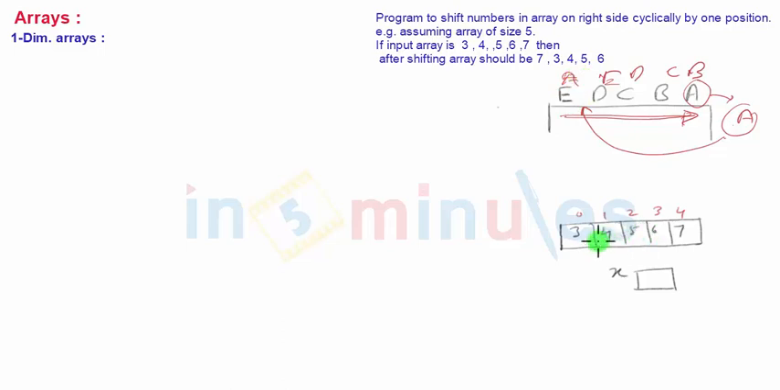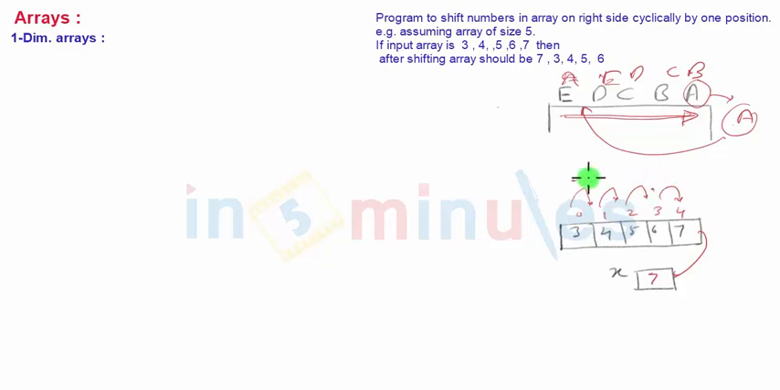See, for example, if there's an array of size 5 with some values 3, 4, 5, 6, 7, what we'll be doing over here is first step we'll keep the fourth number aside in X, then we'll shift third into fourth, then second into third, first into second, and zeroth into first location. So we'll start from 3 and go up to 0.